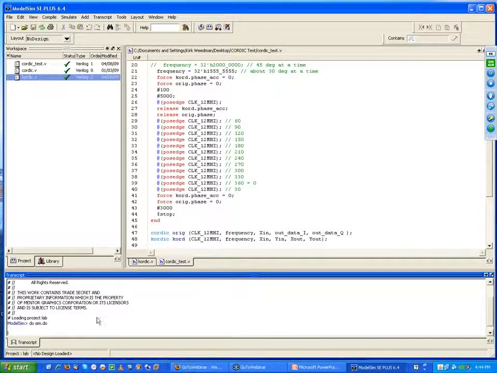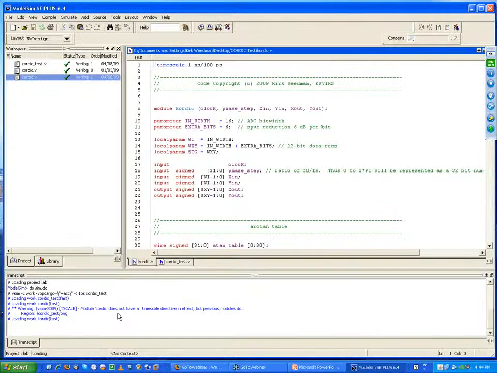Can you see this okay? Yeah, it looks fine.